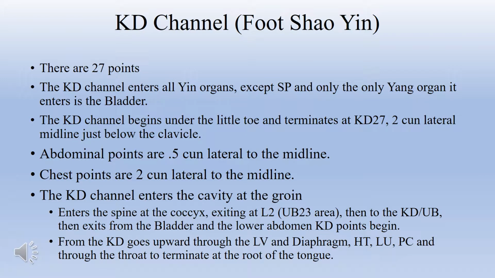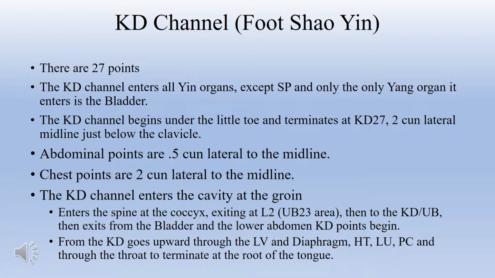The kidney channel, foot Shao Yin. There are 27 points. The kidney channel enters all yin organs except the spleen, and the only yang organ it enters is the bladder. The kidney channel begins under the little toe and terminates at kidney 27, 2 soon lateral to the midline just below the clavicle. Abdominal points are 1/2 soon lateral to the midline. Chest points are 2 soon lateral to the midline.